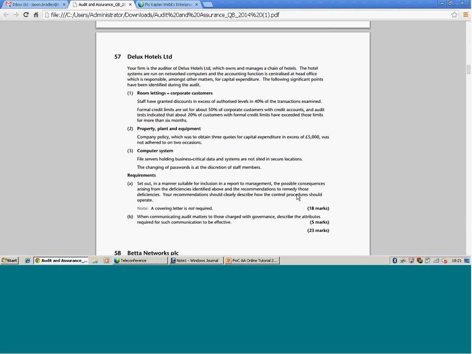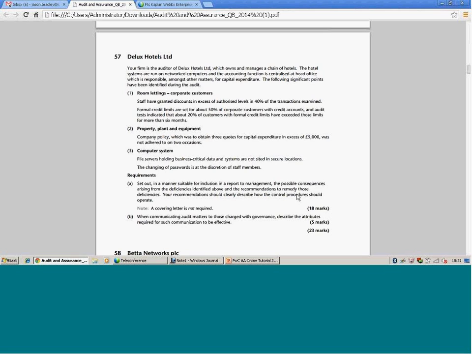Credit limits are set for only about 50% of corporate customers with credit accounts. Our tests indicated that about 20% of customers with formal credit limits have exceeded those limits for more than six months. So that's essentially a big problem, as a business with credit limits that we're not backing up. People are actually just exceeding them. Six months is a very long time.